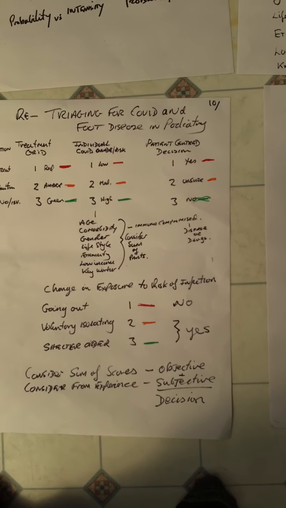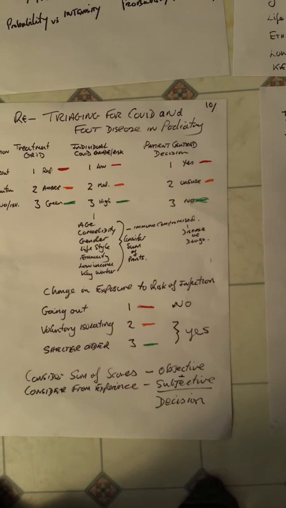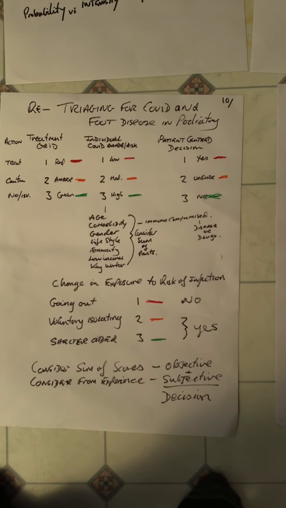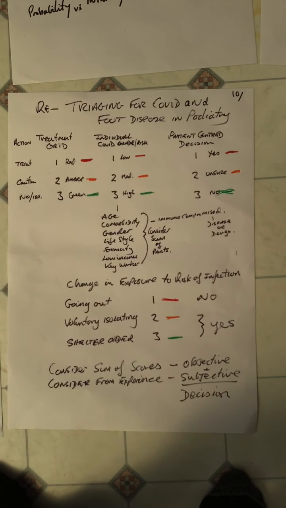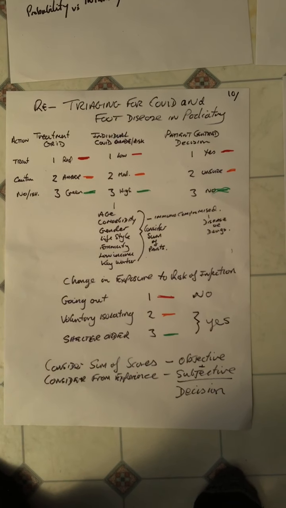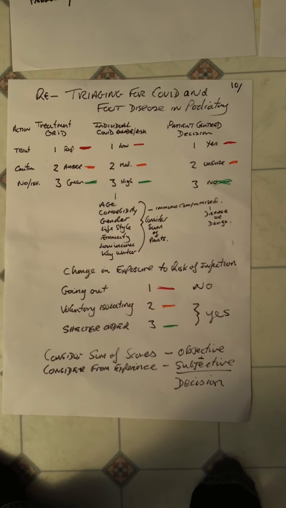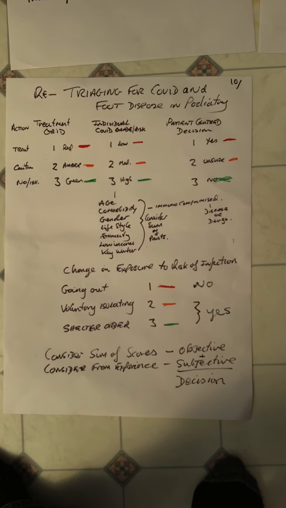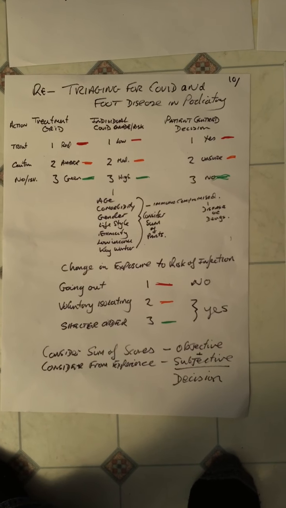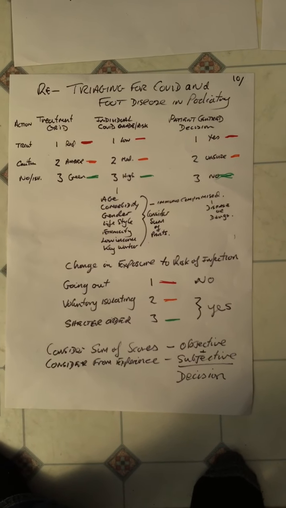Then we might take account that the patient has made their own decision about whether they want to come or not, or if they're unsure. If they say no, they don't want to come, obviously we can't force them, and we shouldn't try and convince them. If they're yes or unsure, then we should give them enough information to make sure they've made the right decision.